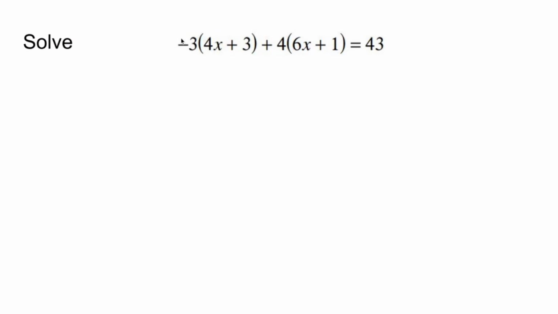Treat them separately. So I have -3 attached to 4x plus 3. Multiply -3 to 4x, that gives you -12x. Multiply the -3 to +3, and that gets you -9. That parentheses is done. This distributive property problem is completely separate from that. 4 times 6x is positive 24x. 4 times 1 is 4. And then nothing happened on the right side, so let's just drop down the right side.